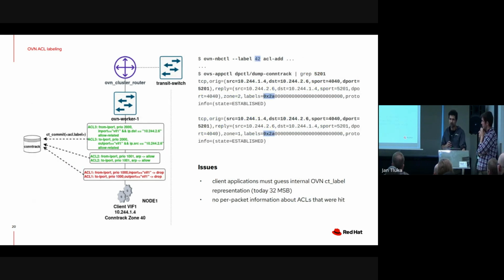And then we have a related feature. It's called ACL labeling. It doesn't really give you insights about what ACLs were hit for every packet. But what it does is attaches a label to the ACL, and then whenever we commit that session to conntrack, we store that label in the conntrack entry. So then later, if you have a side application or whatever that monitors conntrack events, you could kind of figure out what ACLs were hit. But you still don't really get information per packet.